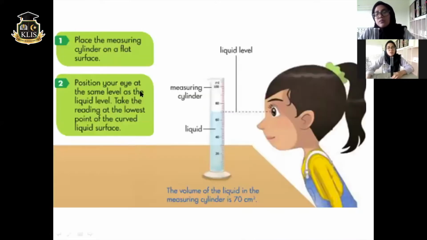This is how to use a measuring cylinder to measure the volume of liquid. First, place the measuring cylinder on a flat surface. Next, position your eye at the same level as the liquid level. Take the reading at the lowest point at the curved liquid surface. So you have to put the measuring cylinder on a flat surface, for example, on a table. And then, please position your eyes at the same level as the liquid level.